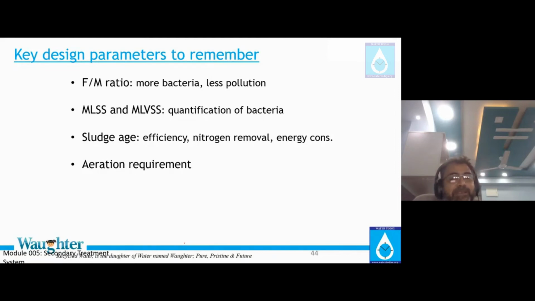If you select MLSS and sludge age, F by M is irrelevant. That automatically will come from these two formulas. If you select F by M and MLSS, then sludge age is automatically fixed. And if you select F by M and sludge age, then MLSS is automatically fixed. So these three numbers are actually not the design parameters. So design parameter is your experience.